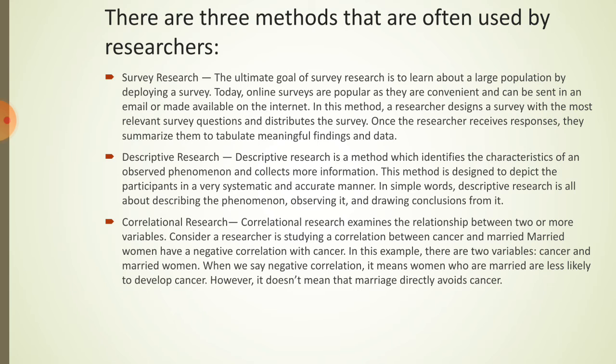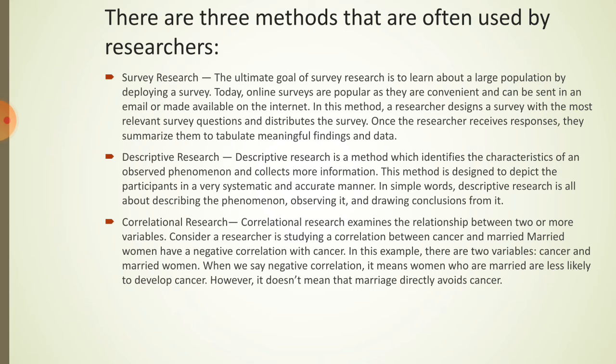Descriptive research. Descriptive research is a method which identifies the characteristics of an observed phenomenon and collects more information. This method is designed to depict the participants in a very systematic and accurate manner. In simple words, descriptive research is all about describing the phenomenon, observing it, and drawing conclusions from it.